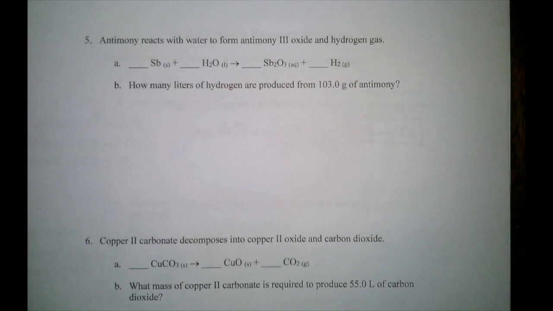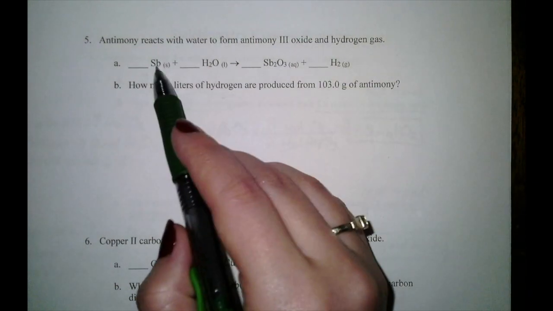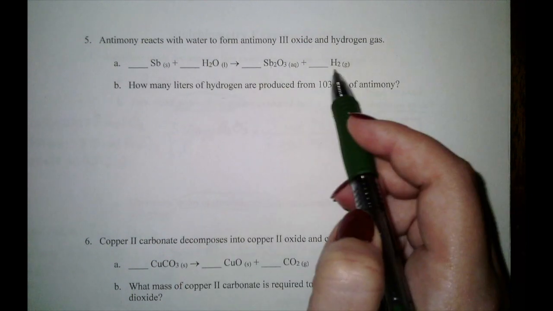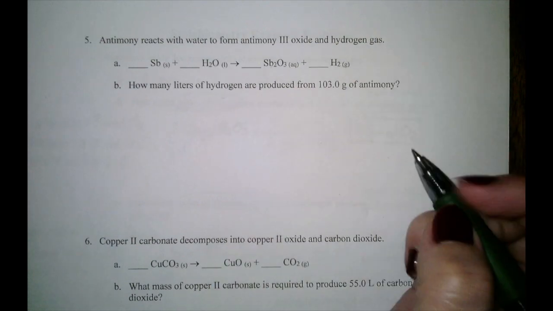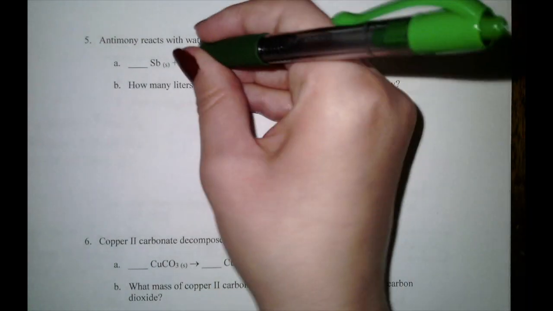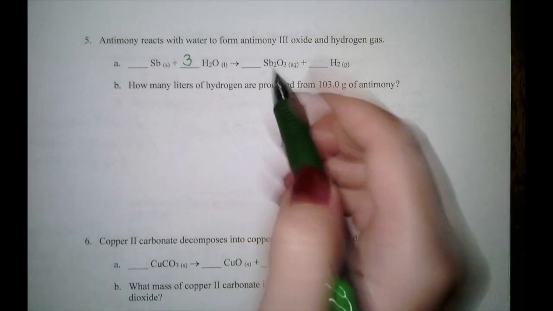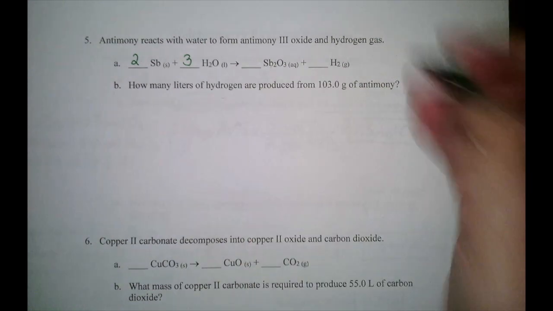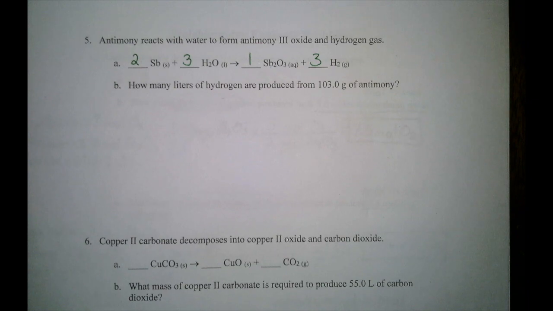Let's look at our next mixed stoichiometry problem. Again, we have antimony reacting with water to form antimony 3 oxide and hydrogen gas. First thing I'm going to do is balance the chemical equation. So I've got 1 and 2 antimony. I've got 2 hydrogen and 2, and I've got 3 oxygen and 3. Well, to make it 3 oxygen, I can just put a 3 there. Make it 2 antimony, I can put a 2 there. This now means I have 6 hydrogen, so I can put a 3 there, and everything should be balanced now.